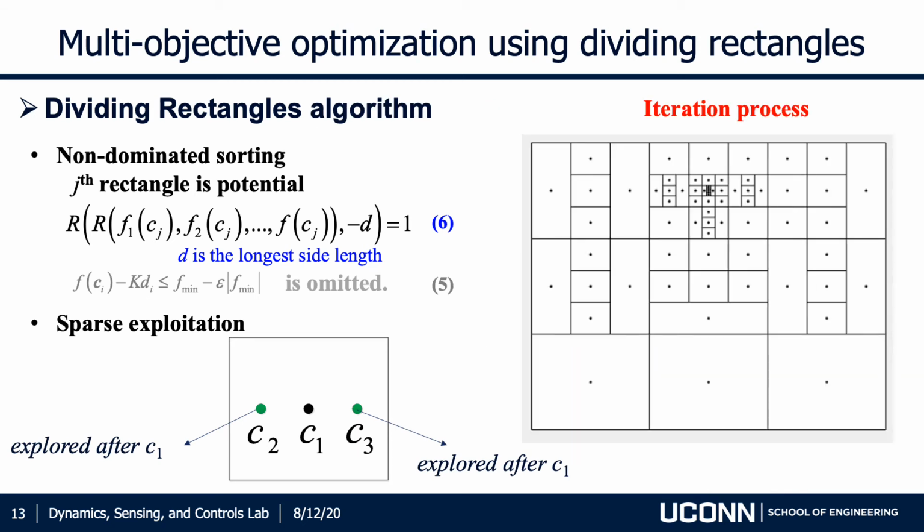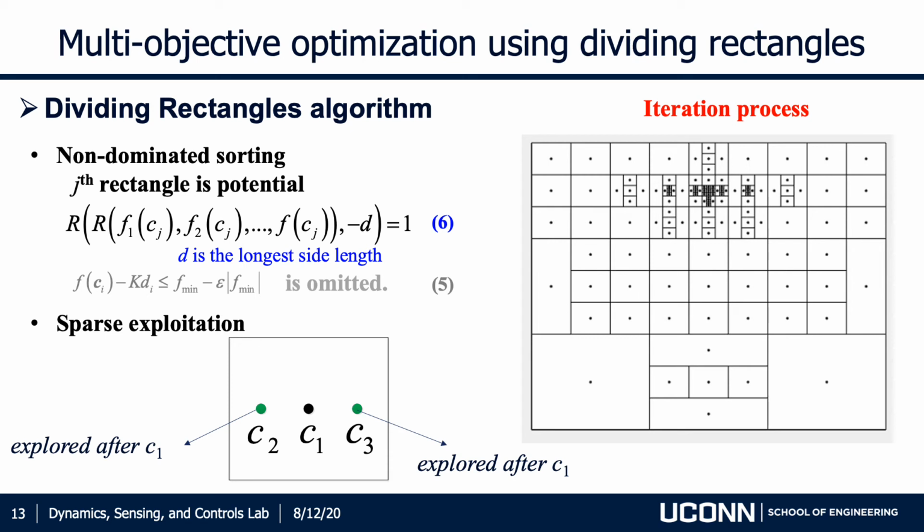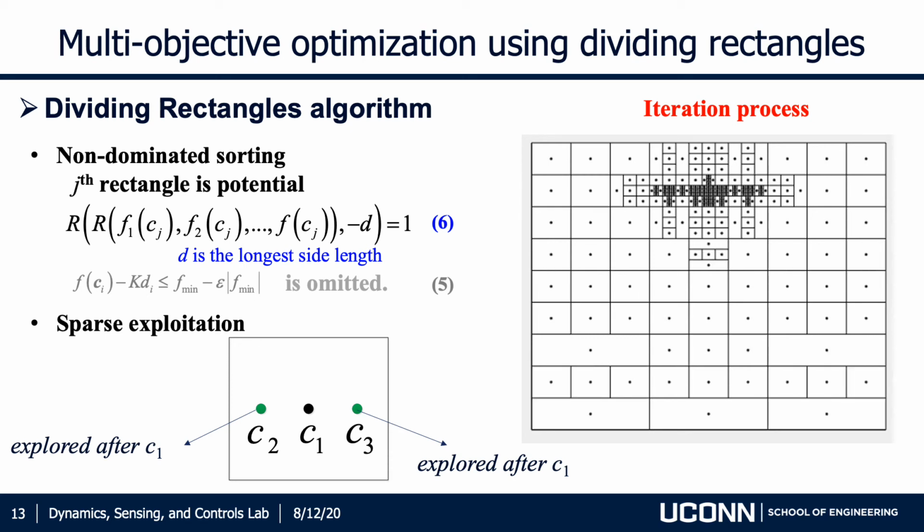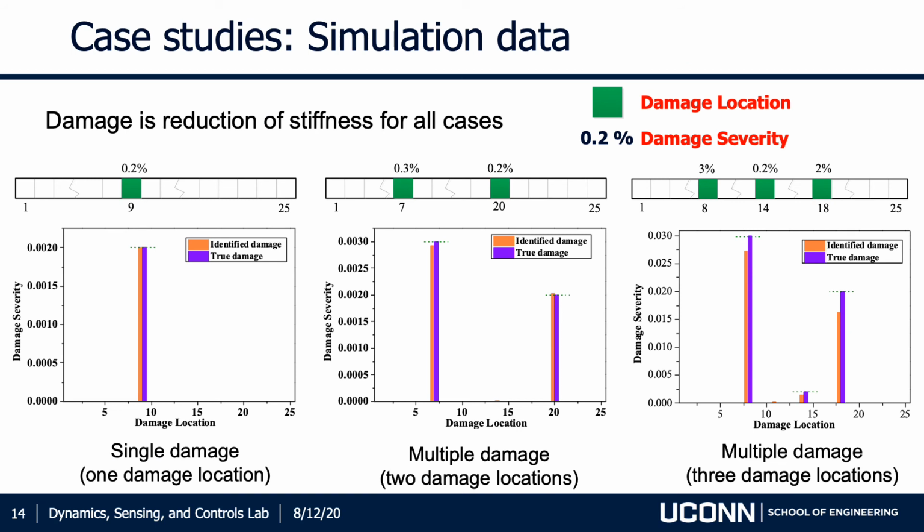This animation is showing how the algorithm works. Now we use 3 different cases to verify the proposed multi-objective optimization-based framework for damage identification.